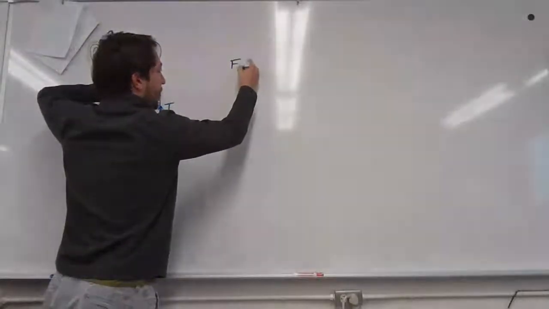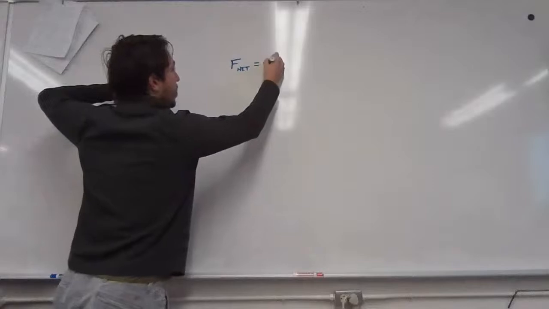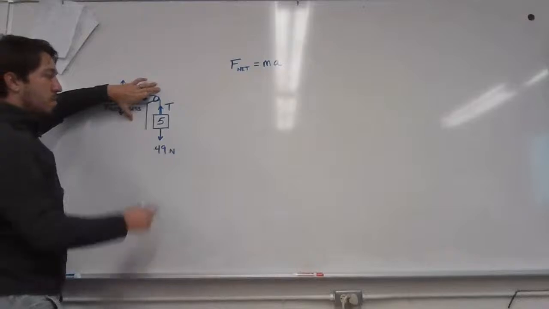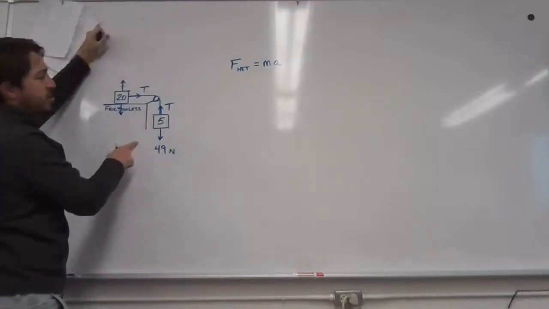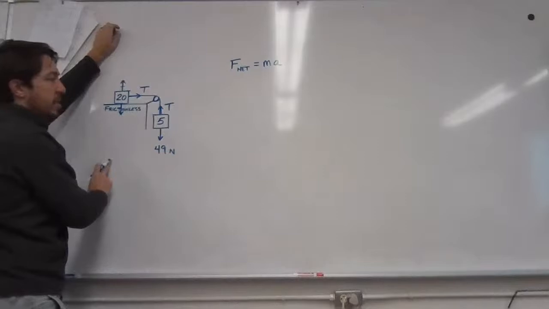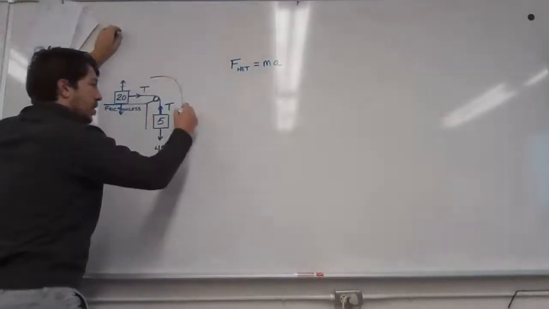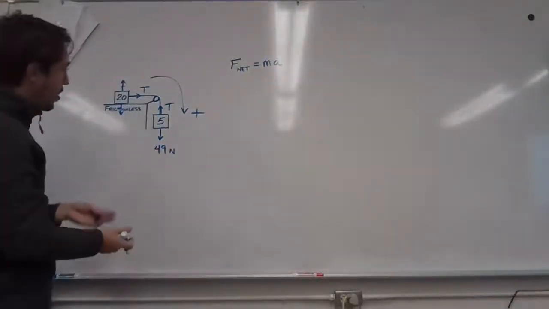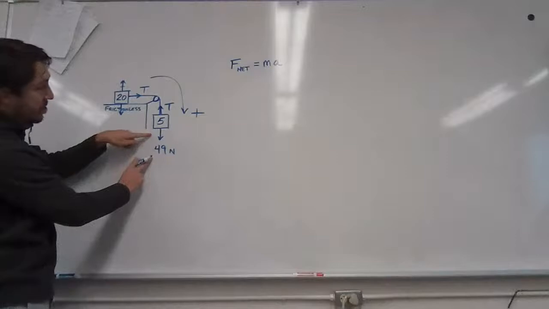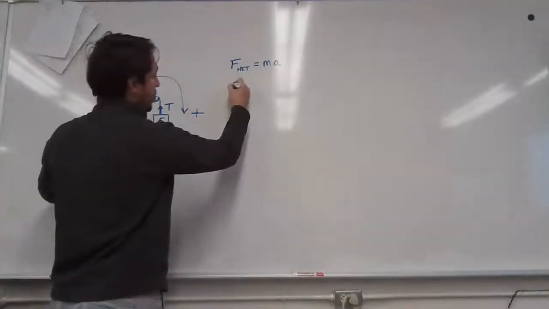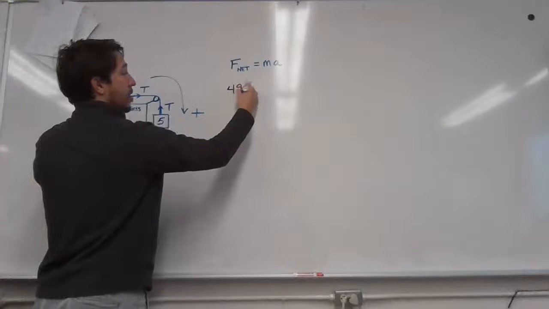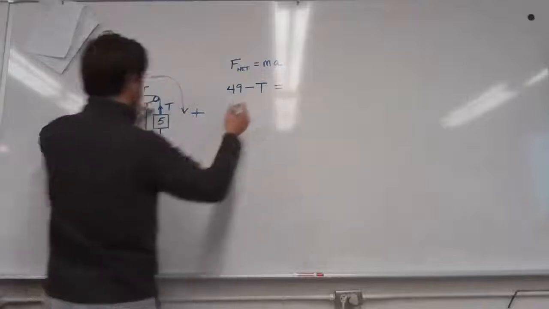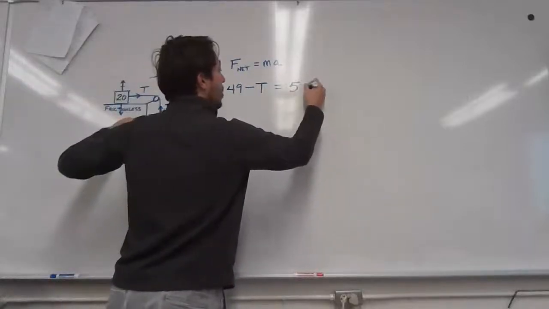So this is the famous F net equals MA. So how do I write? By the way, what direction should I call positive, you think, for this problem? That would make the most sense, this way, right? Because that's the direction it's going to accelerate. So let's call that the positive direction. So if that's the positive direction, then what's the expression for net force? 49 minus the tension equals the mass times the acceleration.